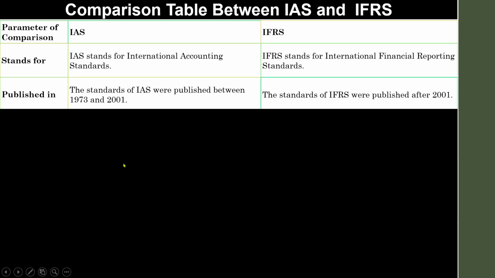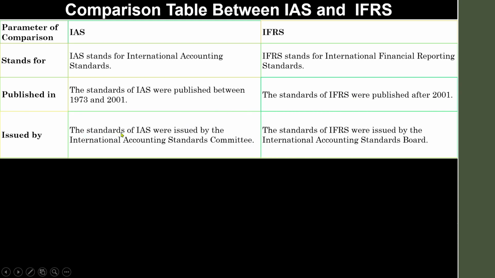So the thing is, any standards that are issued before 2001 are known as IAS, and any standards that are published after 2001 are known as IFRS. That is the only difference. The standards of IAS were issued by the International Accounting Standards Committee, otherwise known as IASC.